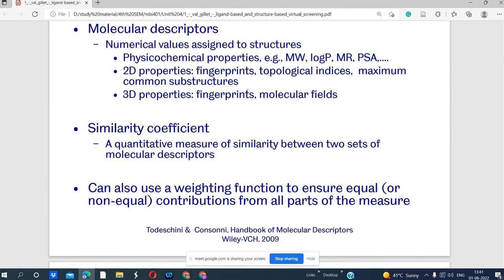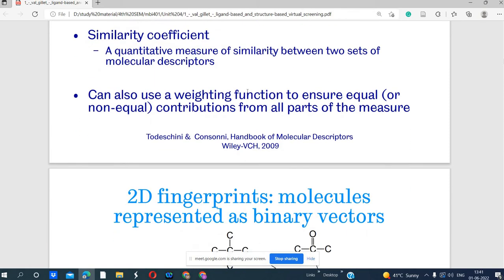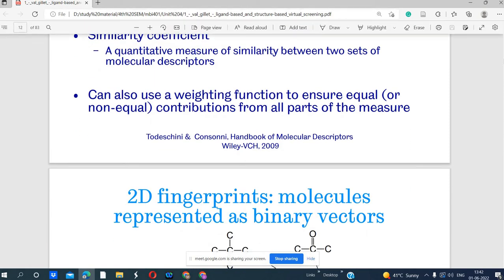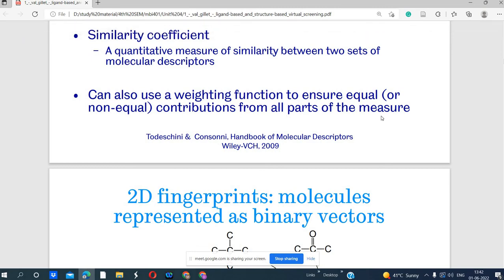So we can also use a weighting function to ensure equal or non-equal contribution from all parts of the measure. Means every part of the structure is important. We can assign the weight. So that is the third component, the weighting function, to ensure equal or non-equal contribution from all parts of the measure.